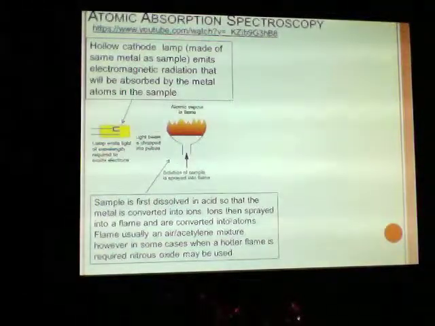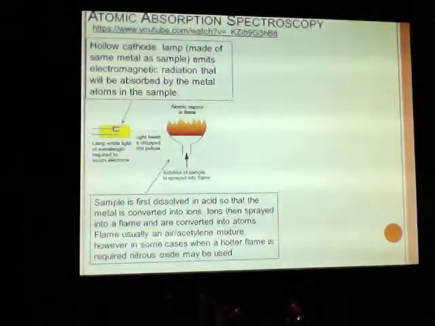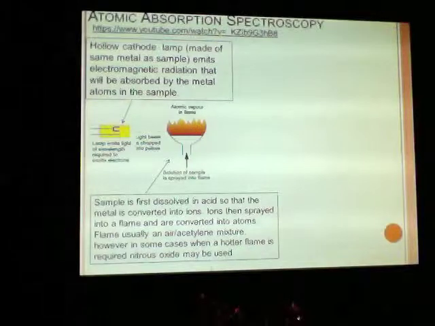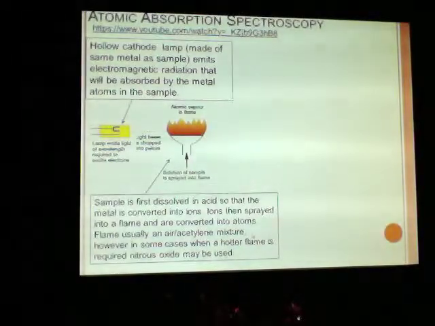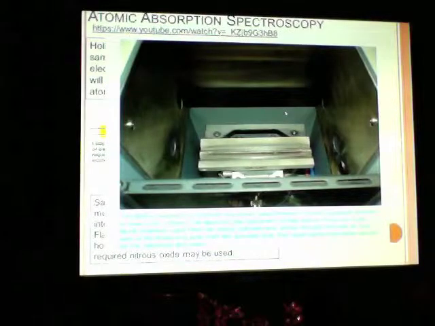So the sample is dissolved in acid because we want to convert the metal into ions. Then we spray the ions into the flame, and this converts it into atoms, right? Okay, so it's a very hot flame. And here you can see, when we go to the video, we're going to have a look at this.